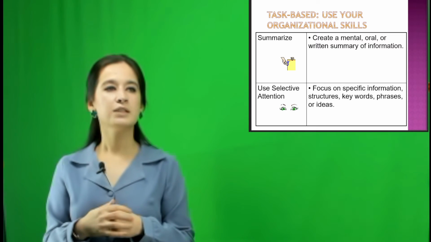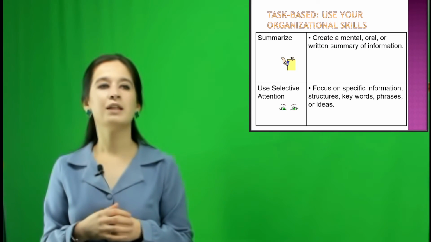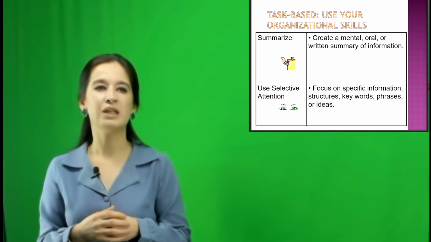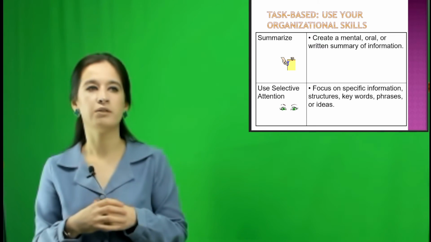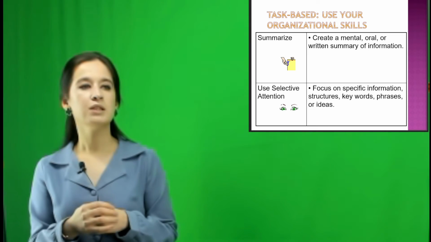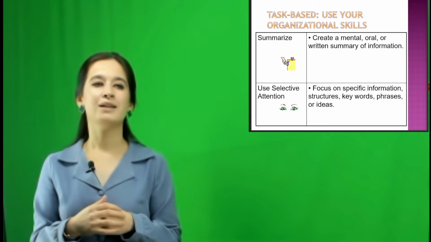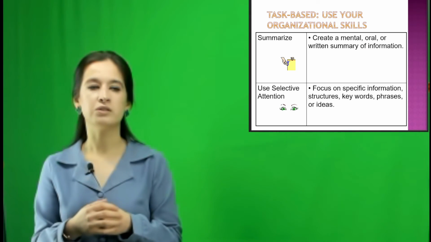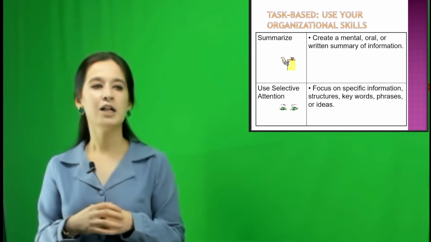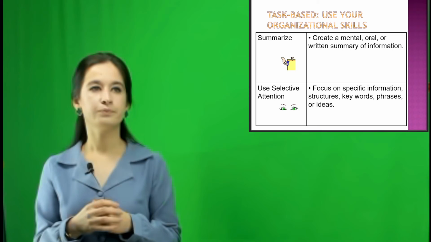Well, the next one is summarizing. In order to summarize, they can create a mental or oral or written summary of the given information. Then, relying on that information, they can conclude. The next one is using selective attention. To do so, they pay attention to the given information, the structures or keywords or phrases or ideas. It can help them to consolidate their knowledge.